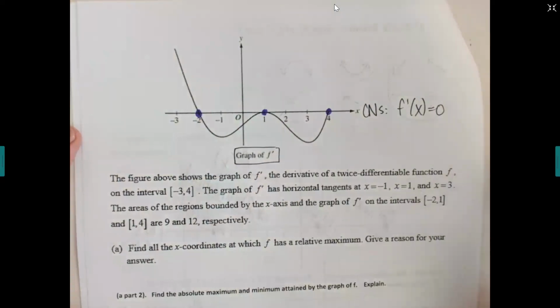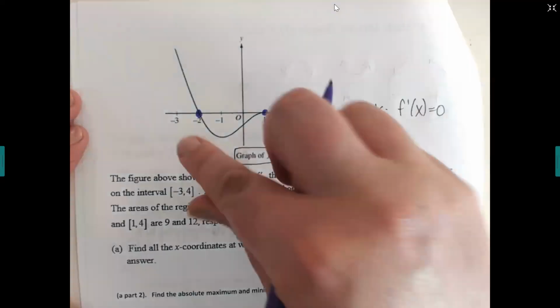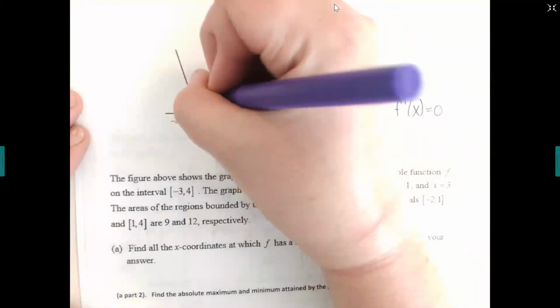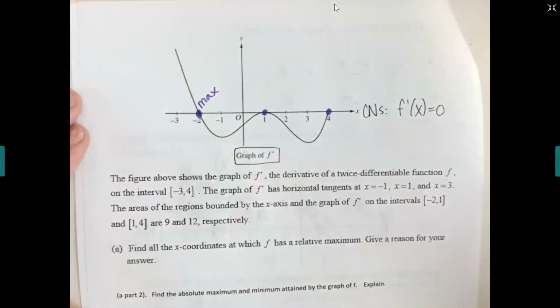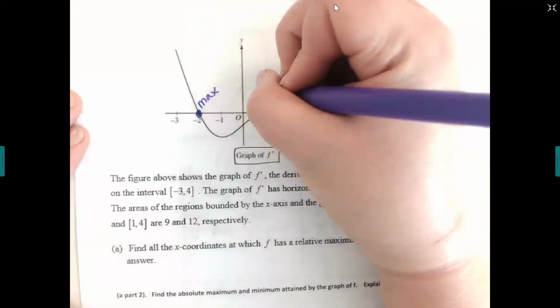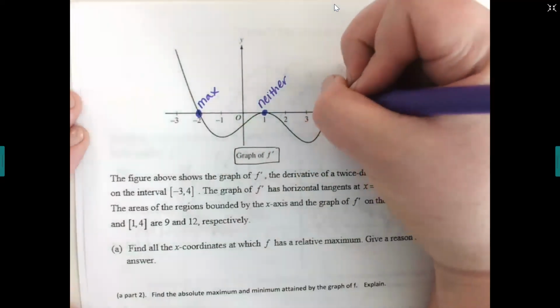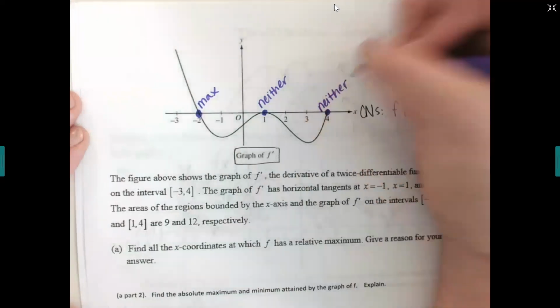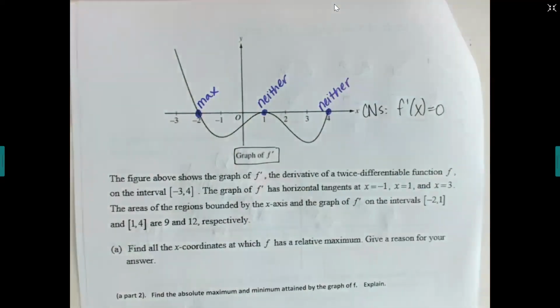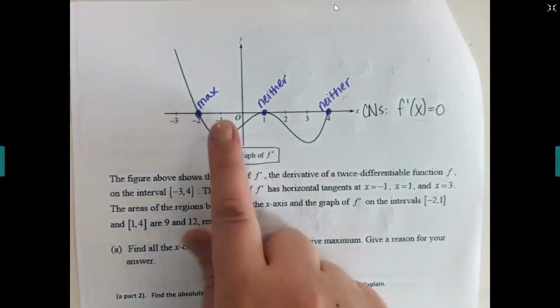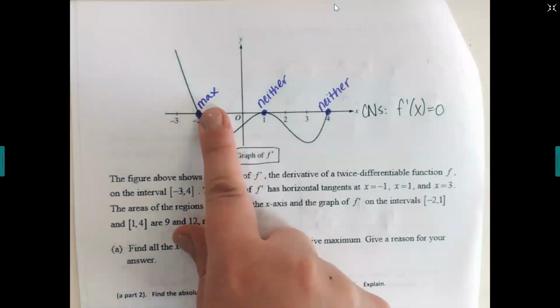Okay, we just turned over to the back of the first page. What type is -2? Okay, a max. What type is 1? Neither, because it doesn't actually pass through. And then what type is 4? Also a neither. If it doesn't pass through, it doesn't count. Okay? Now, also, let's clarify, what is this a max on the graph of F that we don't have?